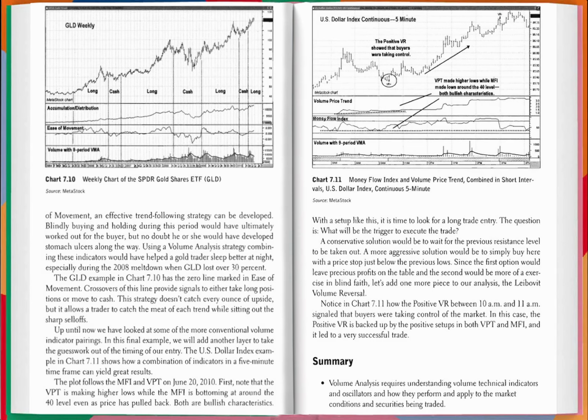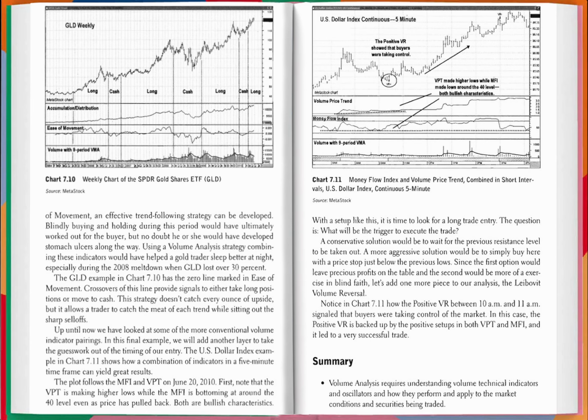Blindly buying and holding during this period would have ultimately worked out for the buyer, but no doubt he or she would have developed stomach ulcers along the way. Using a volume analysis strategy combining these indicators would have helped a gold trader sleep better at night, especially during the 2008 meltdown when GLD lost over 30%. The GLD example in chart 7.10 has the 0 line marked in ease of movement. Crossovers of this line provide signals to either take long positions or move to cash. This strategy doesn't catch every ounce of upside, but it allows a trader to catch the meat of each trend while sitting out the sharp sell-offs.